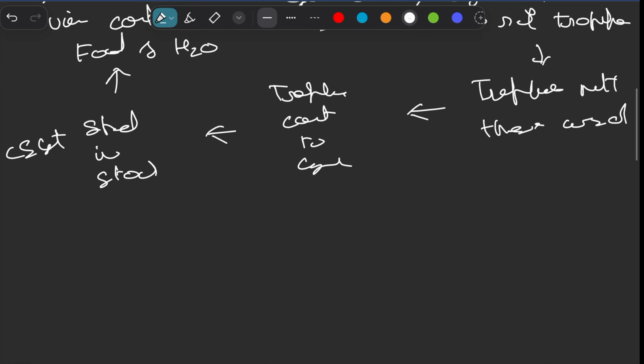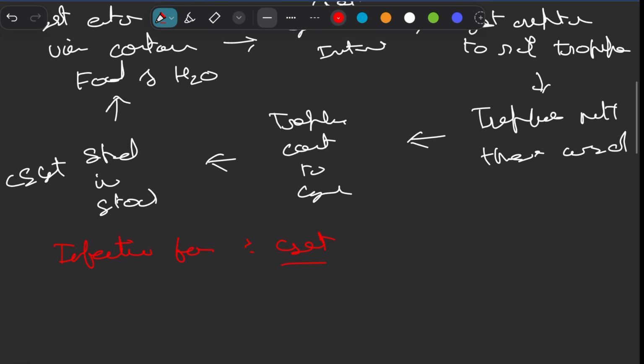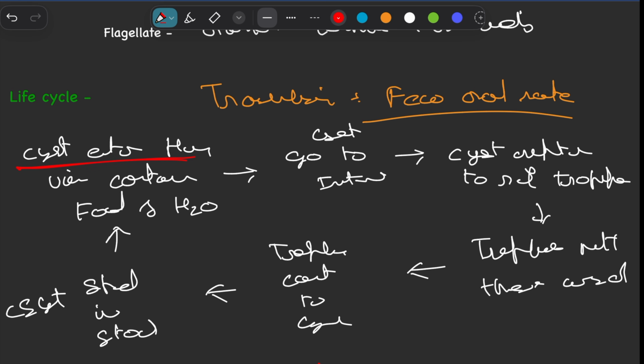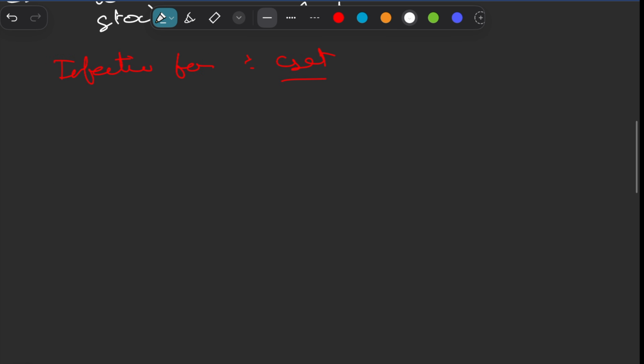One thing you need to remember is the infective form. The infective form is the cyst over here. As I said in the life cycle, the cyst enters the human via contaminated food and water. Most protozoa have two morphological forms, which are trophozoite and cyst. In most cases, the cyst is the infective form. You can remember this.